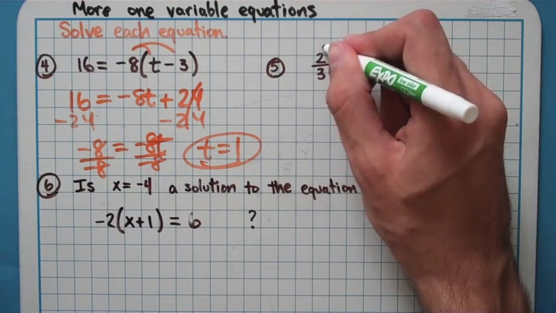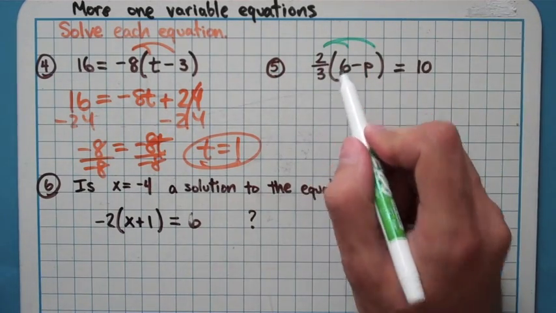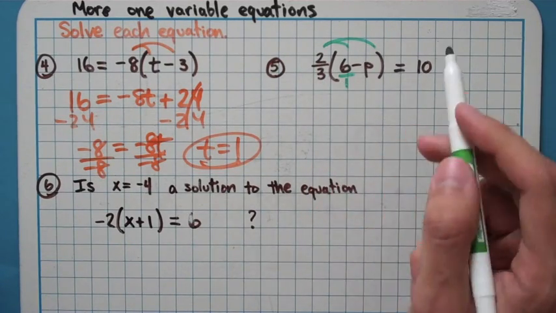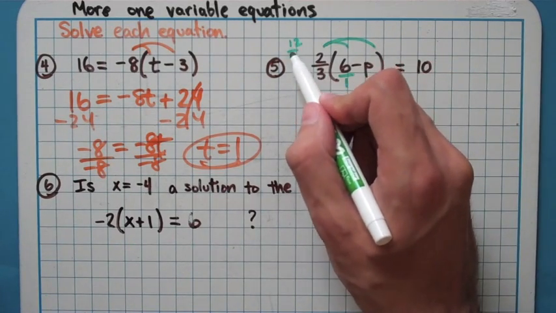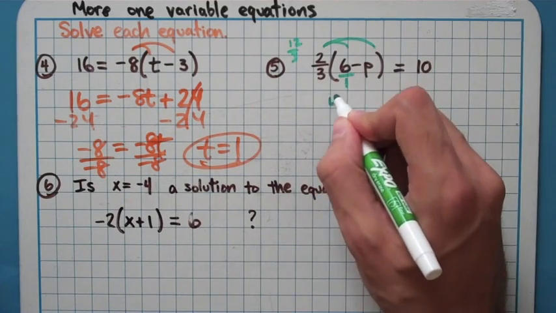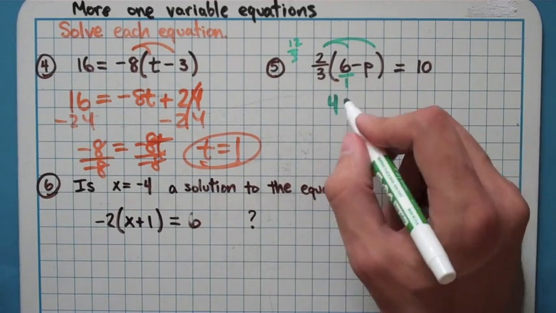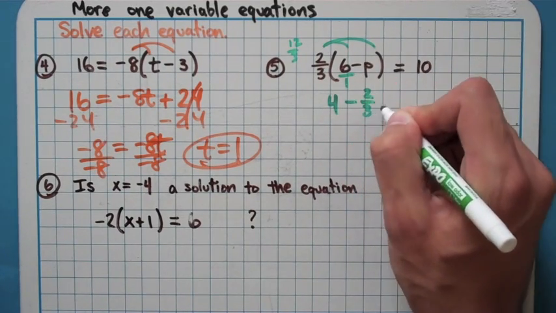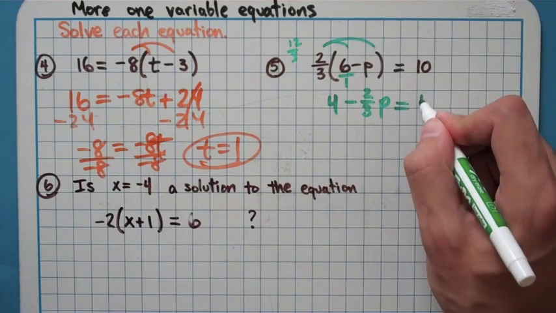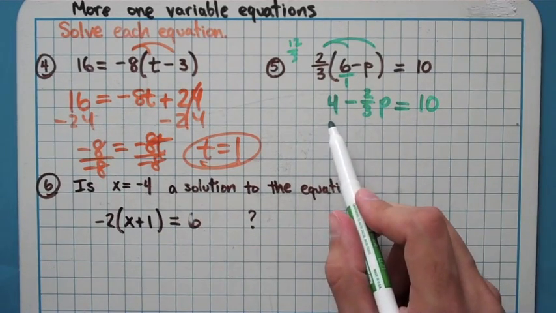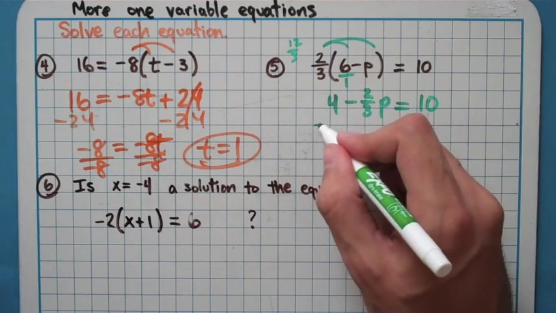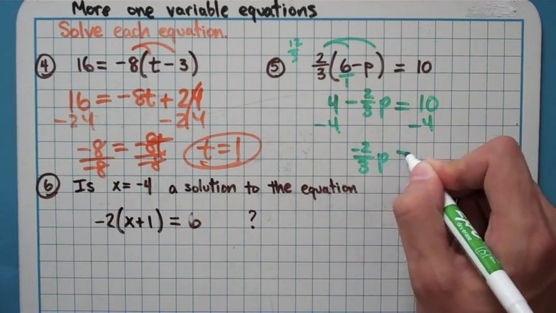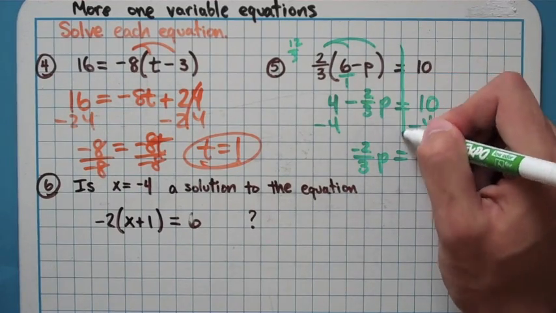So I'm going to distribute just like normal here. 2/3 times 6, remember that's like times 6 over 1, and multiplying fractions, you just multiply the tops and multiply the bottoms. I'm going to get 12 over 3, and 12 over 3 is just 4. So I get 4 minus 2/3 times -1 is just going to be minus 2/3 p equals 10. Well, I've got to get this 4 out of here, so I subtract 4 on both sides. I get -2/3 p equals 6. Oops, forgot my line on these.